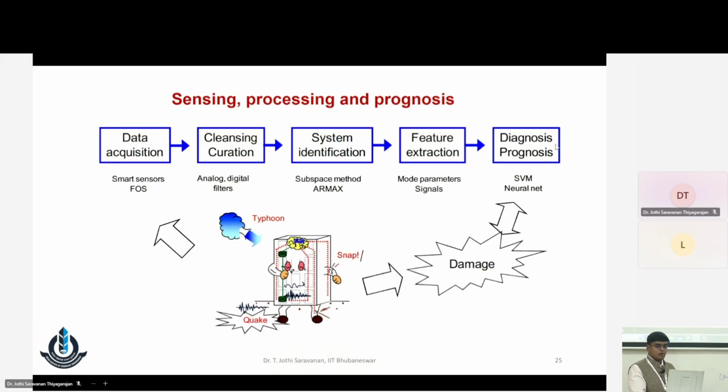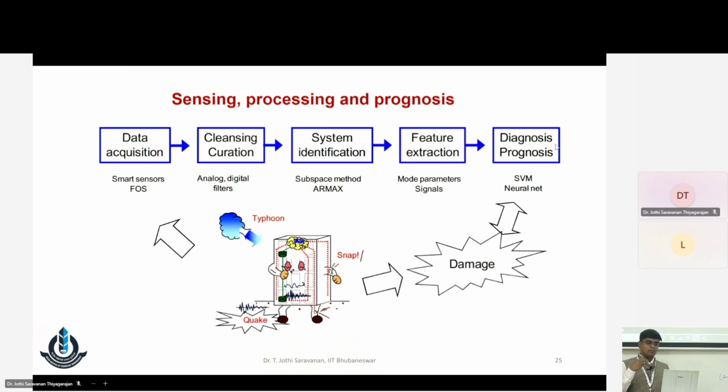So the basic process is something like: you have data acquisition. The second point is cleansing. So what is meant by cleansing of data? It's self-explanatory. Yeah, removing the noise, something like filtering, the unwanted things. Then you try to use some system identification methods to extract the information.